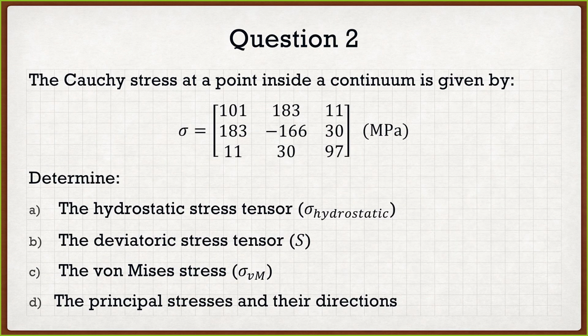So we'll move on to question number 2. And as we're going to see, a lot of these stress questions start the same way, where they give us the stress tensor. In this case, it gives us a stress tensor, and it wants 4 different things. The first one is the hydrostatic stress tensor. The second one is the deviatoric stress tensor. And then it finishes off with the von Mises stress, as well as the principal stress and their directions. So this is going to be the easiest question out of the assignment. It's basically just plug and chug your way to the answers.